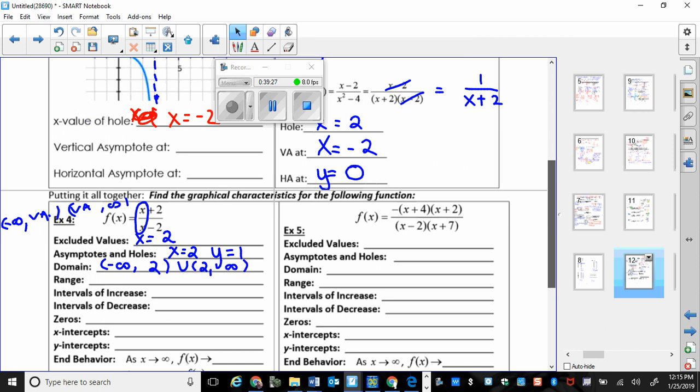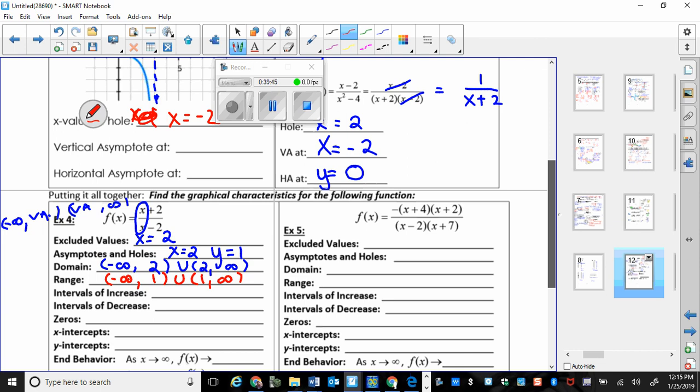Your range comes from -infinity, goes up to your horizontal asymptote, and then continues on to +infinity. So from -infinity up to 1, union 1 to +infinity.